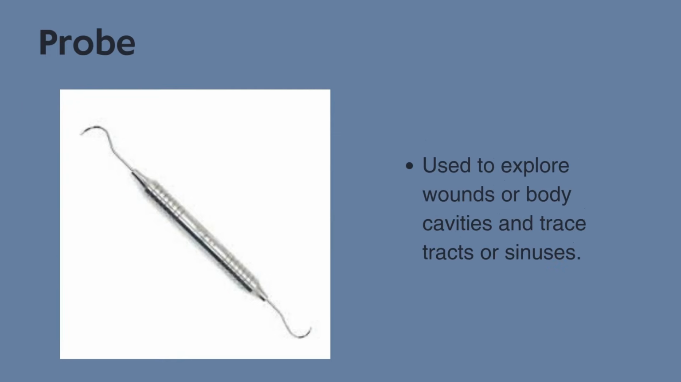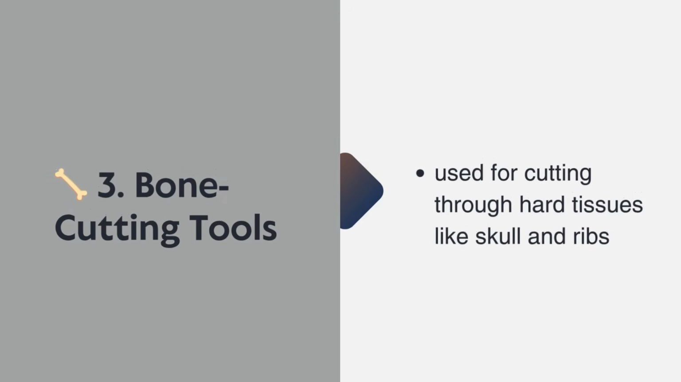Now comes probe, and it is a slender, blunt ended metal instrument that is used to trace wound tracks, locate foreign bodies, or explore openings like stab wounds. It helps in determining depth, direction, and involvement of tissues without causing additional damage. Now we will be discussing some bone cutting tools that are used for cutting through hard tissues like skull and ribs.